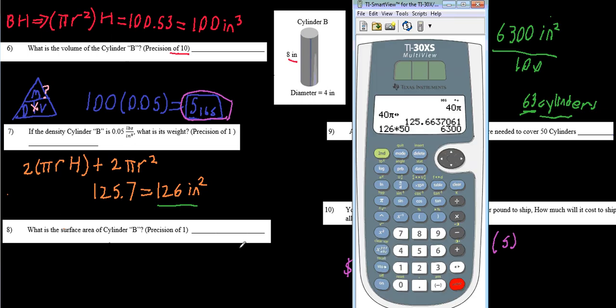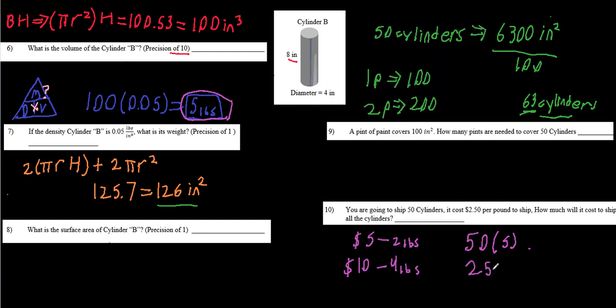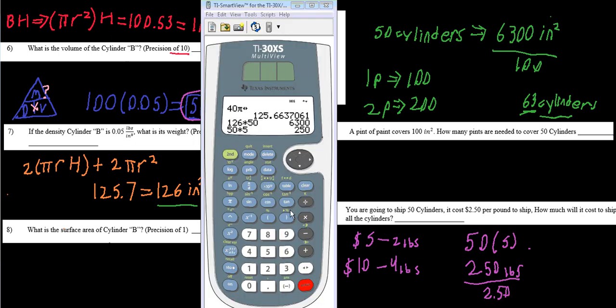We'll type that into our calculator. We get 50 times 5, and we get a total weight of 250 pounds. To solve for this, I want to divide this by 250 per pound. So I type in divided by 250. If we do it that way, we get $100.